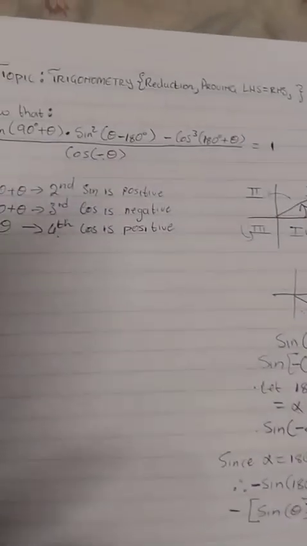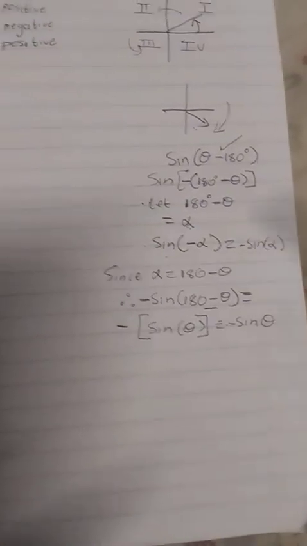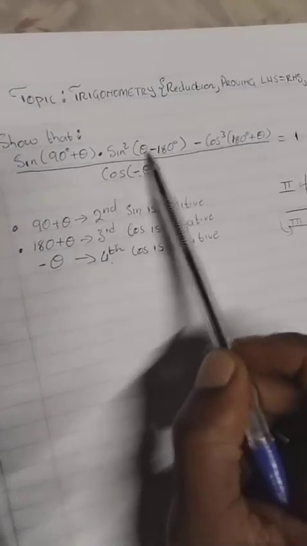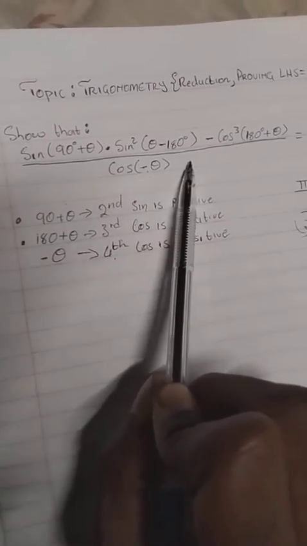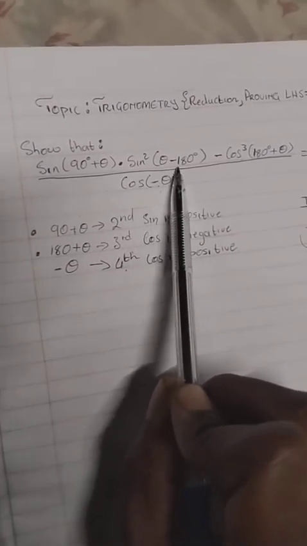So now let's go back. We can see I can't specify which quadrant this is on, but this is equivalent to negative sine theta. So the sign obviously is going to be negative.